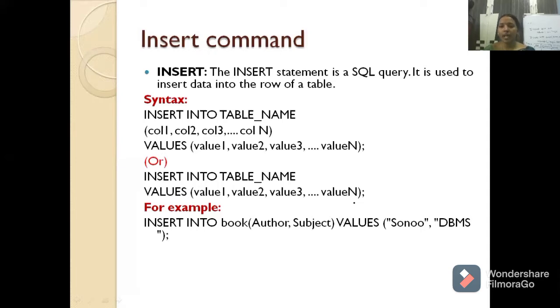So what is the difference between these two syntaxes? In the first one you are specifying the column names, and the related values are to be specified over here. Next one, directly you are specifying the values. So what is the problem with the second syntax? The value specification order must be the same as the column order in the table. Okay. Now, I'll show you with an example.